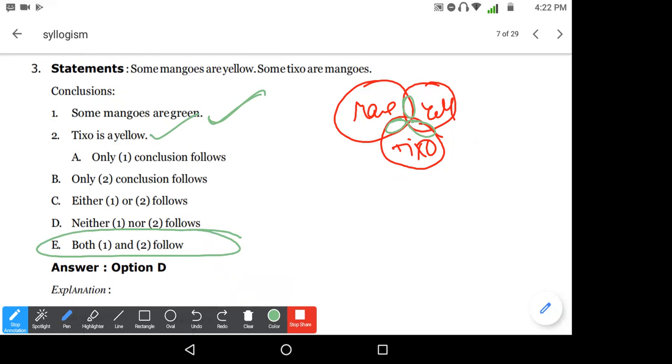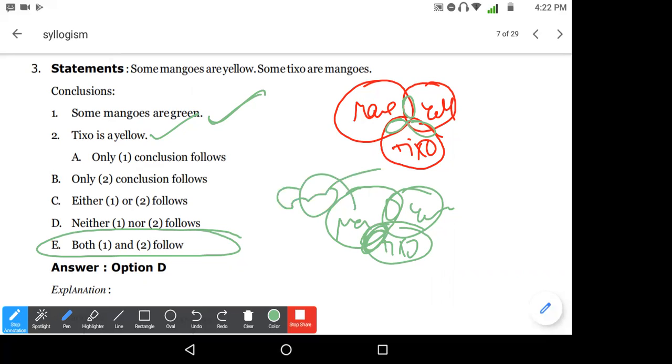Once again, some mangoes are yellow. Some tixos are mangoes. This is tixo. So some tixos are also mangoes. So what is the conclusion? Some mangoes are green. Okay. Apart from yellow, there can be green also. And tixo can also be a yellow. Some tixo are mangoes, right? So mangoes can be yellow. So tixo can also be a yellow. So that is option D, both 1 and 2. Both the conclusions are correct.